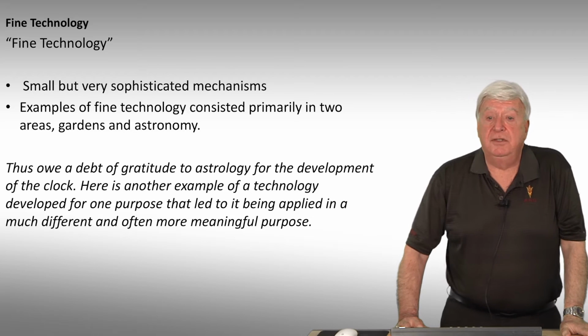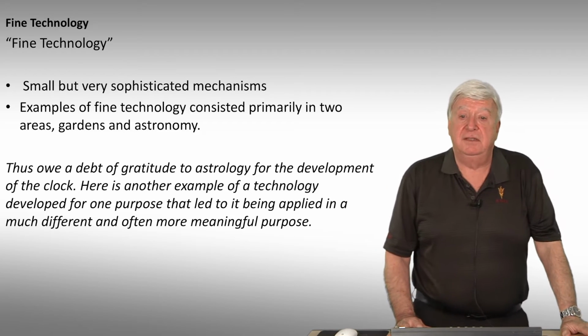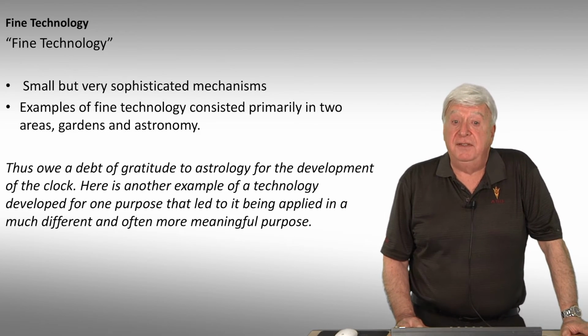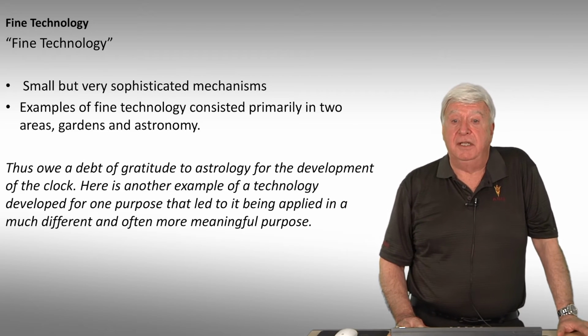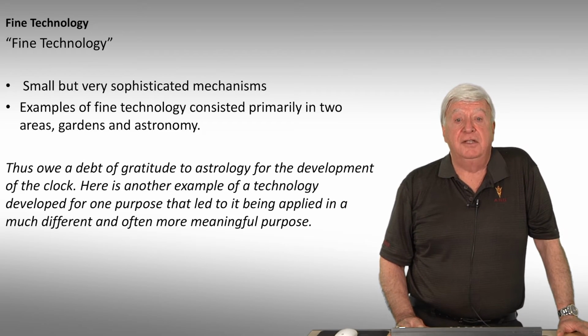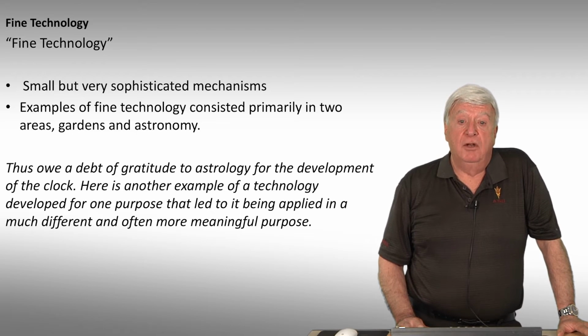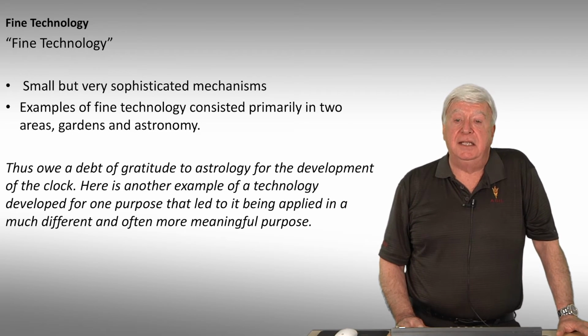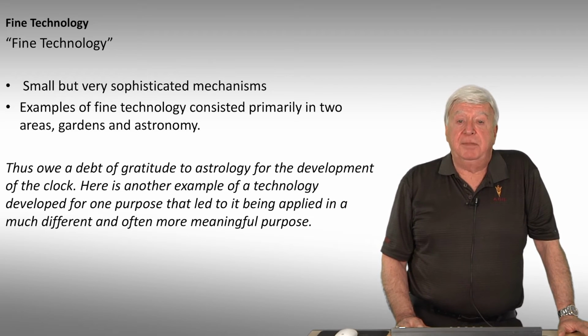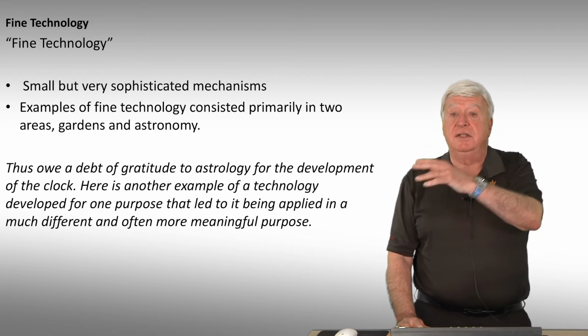The other area was astronomy, wherein sophisticated astronomical instruments and clocks were devised to study the rotation of the planets around the sun. One such clock was mounted at the gates of Damascus around 1100, which displayed the sun moving across the sky.